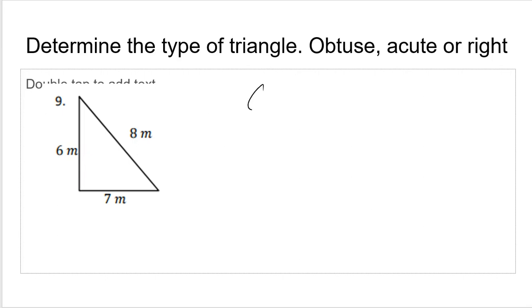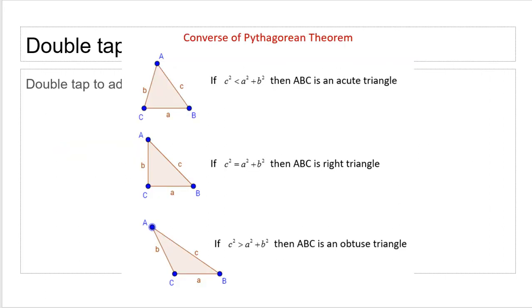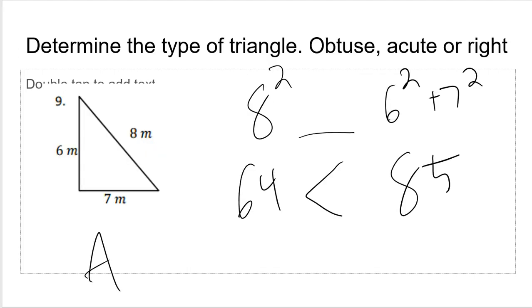So what I want you to do is this: a squared, draw a blank. Do 6 squared plus 7 squared. This is 64. I'm going to leave it blank, and this is 6 squared plus 7 squared, which is 85. That tells me that the side lengths are bigger. If I look back, that means it's going to be like this. So that means it's an acute triangle. Acute means that this is less than 90 degrees.